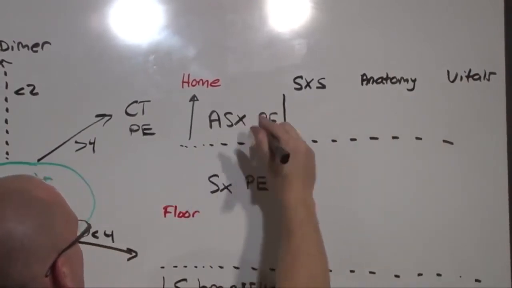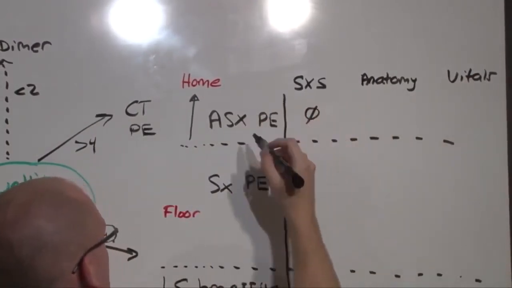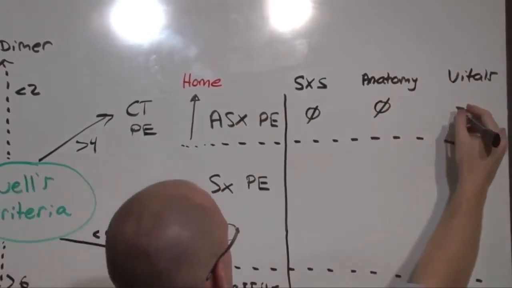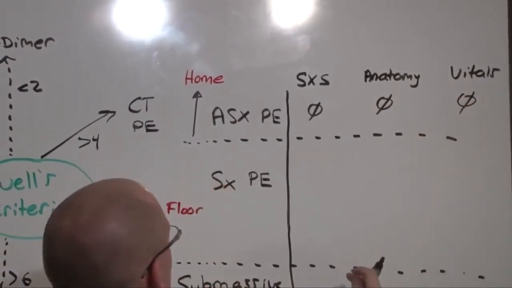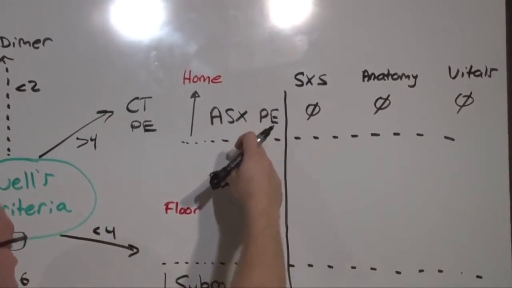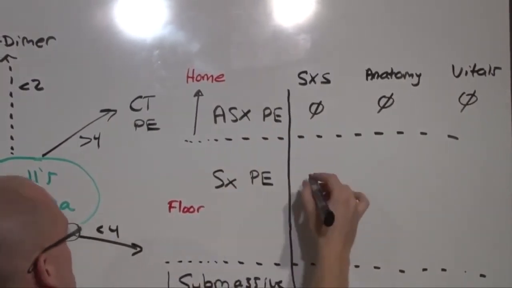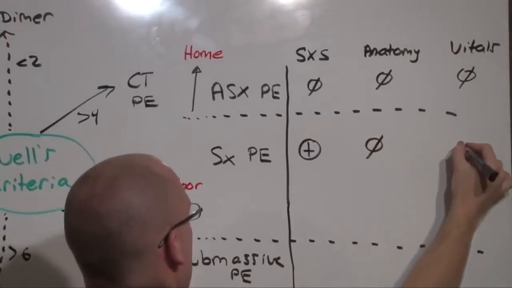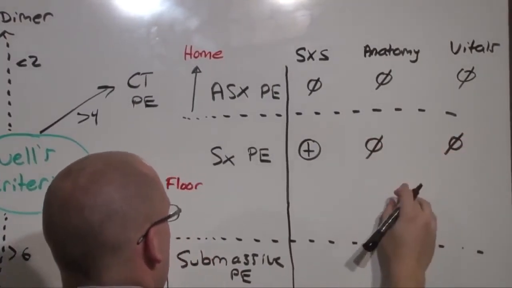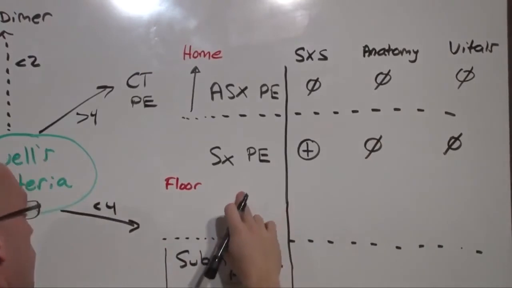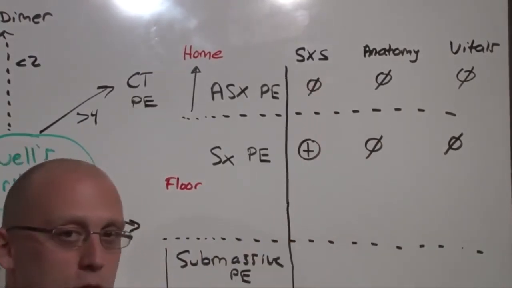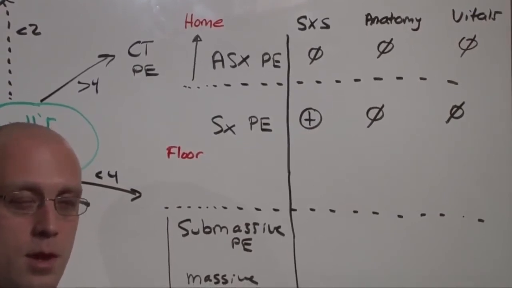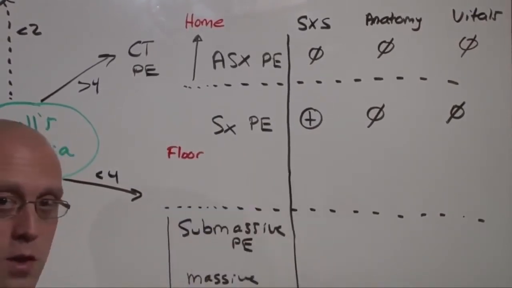The asymptomatic PE will not have symptoms because it's asymptomatic. It's not going to cause right heart strain, and there won't be any change in the vital signs, which is why you can send them home. The symptomatic pulmonary embolism will have symptoms, but will not show any evidence of right heart strain and will not be hypotensive. This person goes to the floor because they are symptomatic and need acute management so they don't turn into submassive or massive.